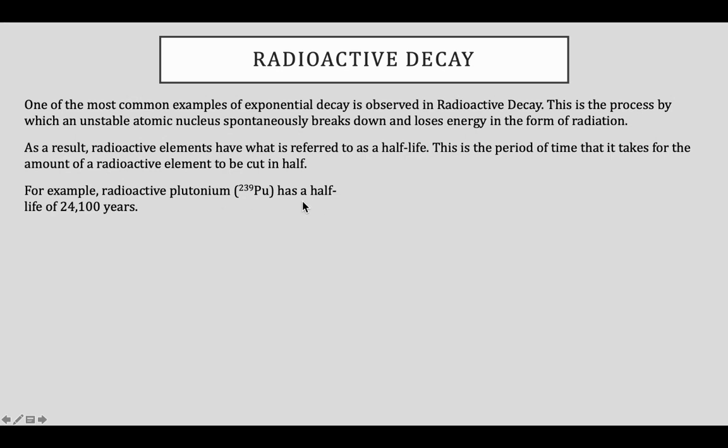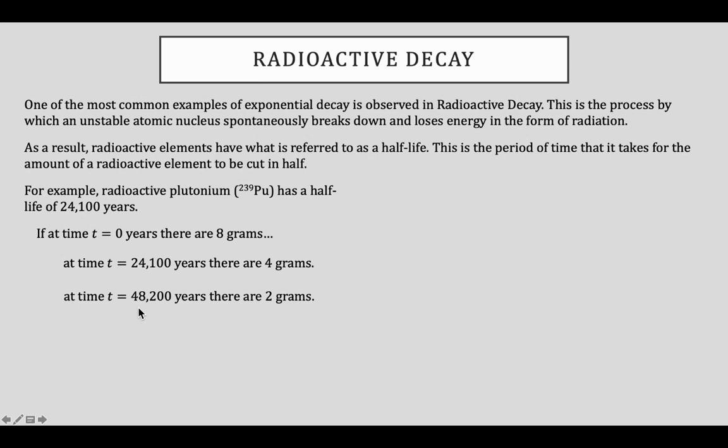239Pu, that has a half-life of 24,100 years, and at time 0, I have 8 grams, that means after 24,100 years, I am going to have 4 grams. The amount that I have gets cut in half. And if I go another 24,100 years to t equals 48,200, then my amount is again going to be cut in half. What's half of 4?